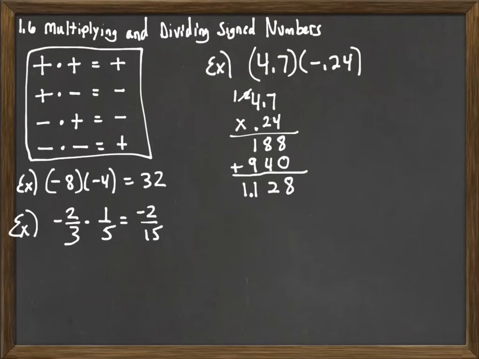And then remember, because we had 3 decimal places involved in the multiplication problem, we have 3 decimal places in our answer. And then last thing, our answer needs to be negative because we had just one negative involved.